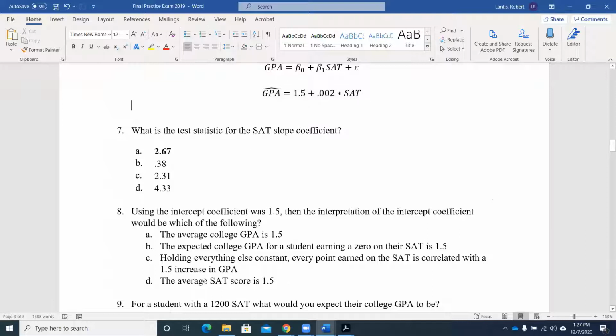So it doesn't represent averages. So the expected college GPA for a student earning a 0 on the SAT, which is what we were saying, is 1.5. Okay. Now, if we look at answer C here, this is the interpretation of beta 1, except it should be 0.002. So this is the wrong answer for the intercept, but if we were trying to interpret beta 1, it would be that holding everything else constant, although we don't have anything else in this regression, a 1 unit increase in SAT would be associated with a 0.002 increase in GPA.